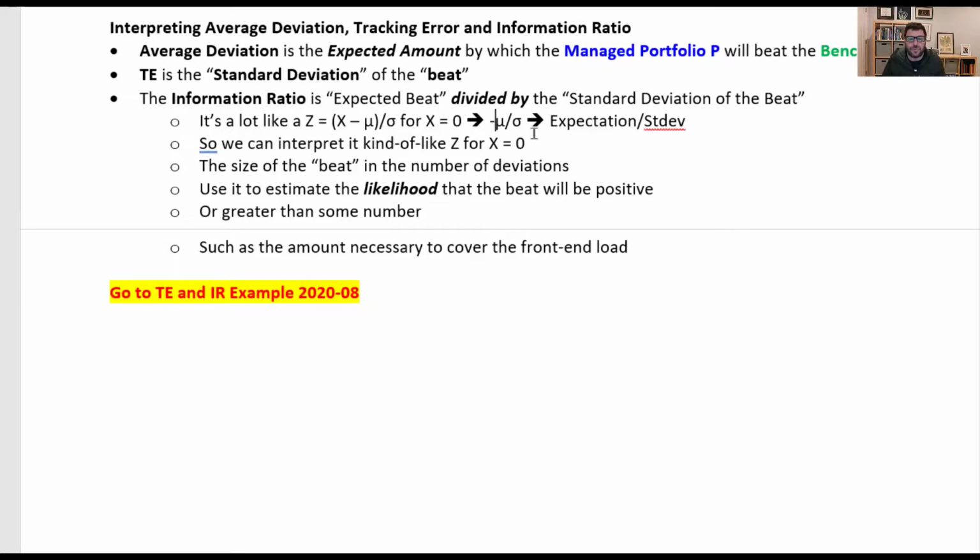And so I can compute the expected beat divided by the deviation of the beat. If x is 0, then it's whether there is a positive average deviation. So we can interpret it kind of like the z for x equals 0, the size of the beat in the number of standard deviations of the beat. And we can use it to estimate the likelihood that the beat will be positive or greater than some number, such as the amount necessary to cover a front-end load. So let me go to this spreadsheet example, and we can look at some actual calculated numbers.